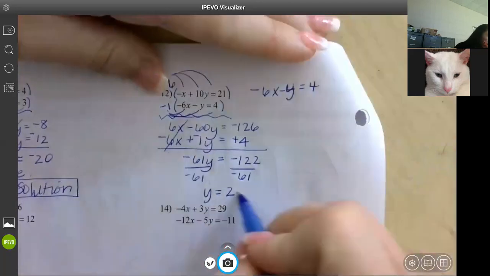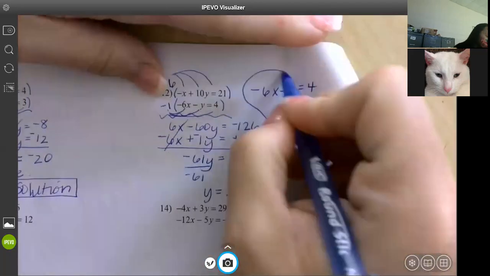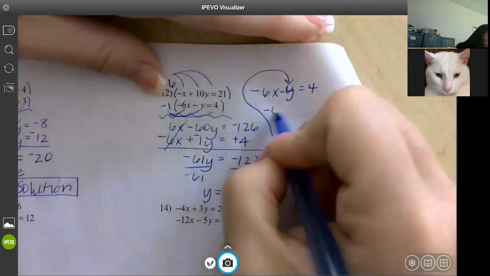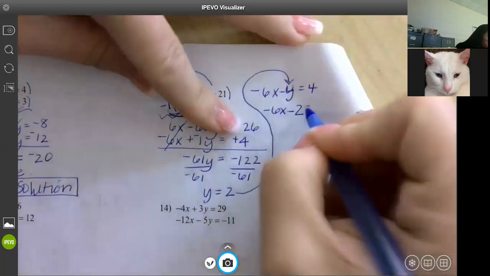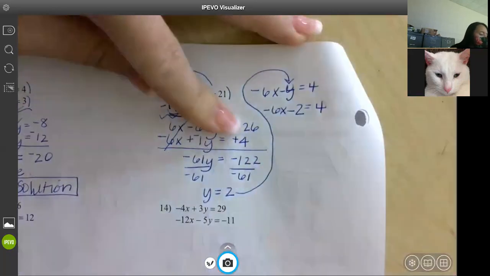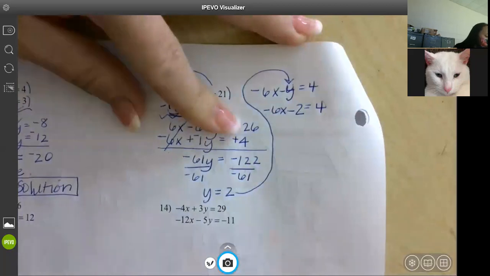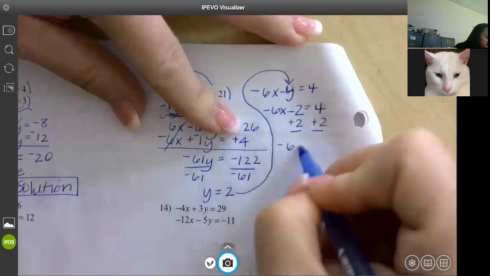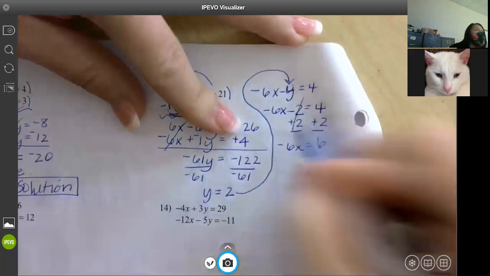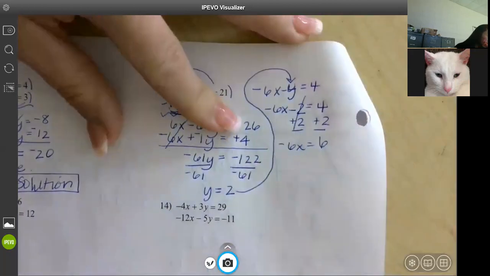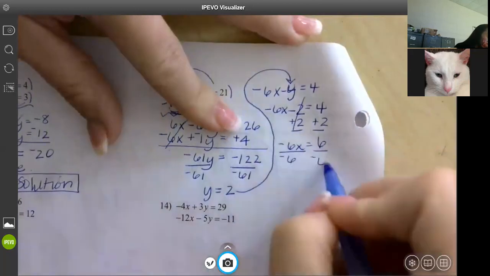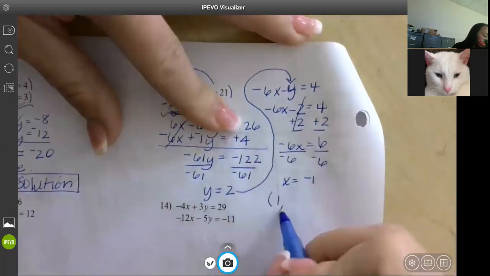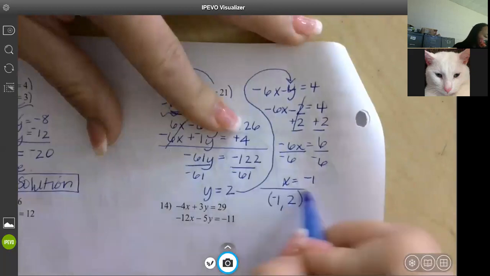This says y is 2, so this needs to go in for y. Okay, make sure you put it in for the correct variable. So 6x minus 2 equals 4. And then solve that equation. I'm going to add 2 to both sides. 4 plus 2 is 6. So I get 6x equals 6. And then divide by 6. And I get x equals 1. Remember, it's an xy coordinate, the point with x and y.